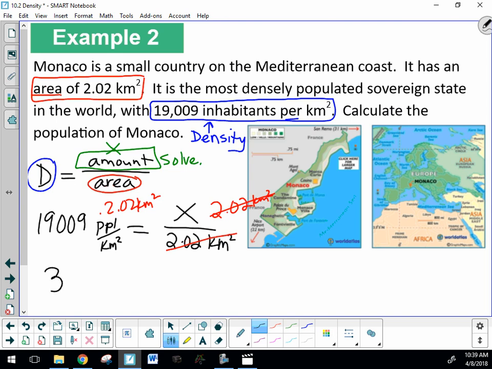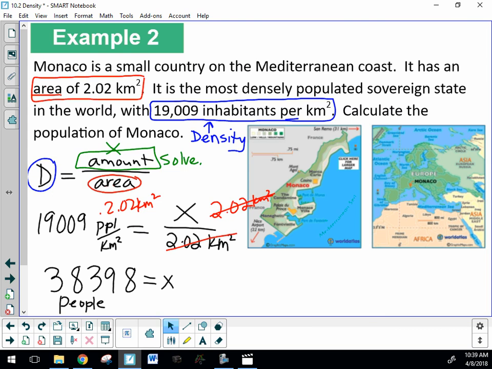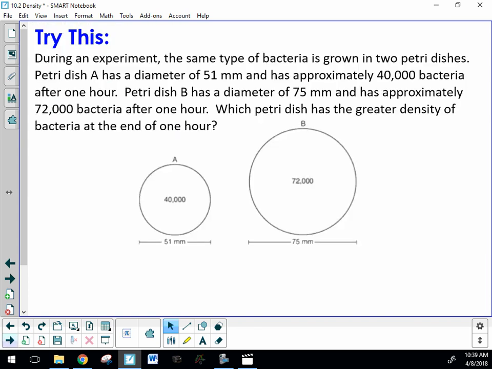So they have 38,398 people. So it's a very small country. It doesn't have a very big population, but those people are packed in tight. There are 38,398 people living in that tiny space of 2.02 kilometers squared. The whole country is basically one big city.